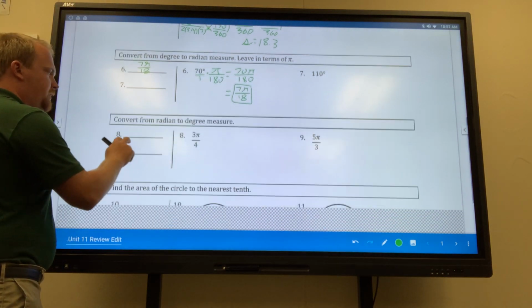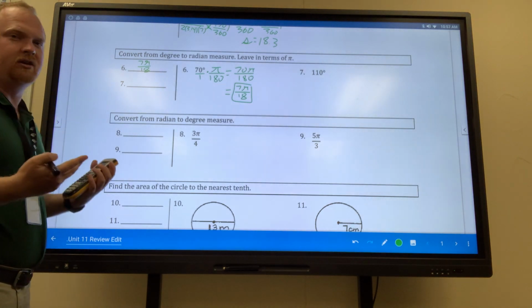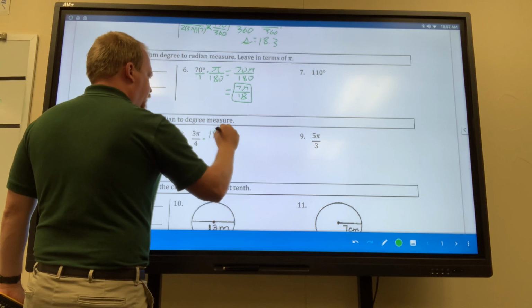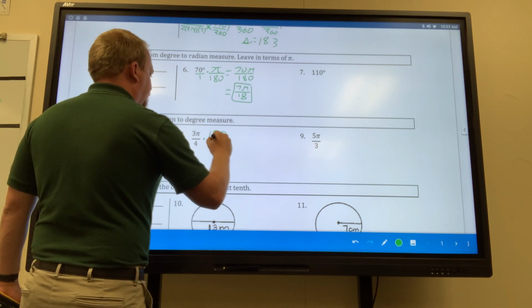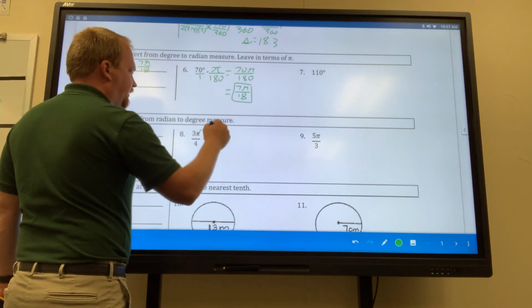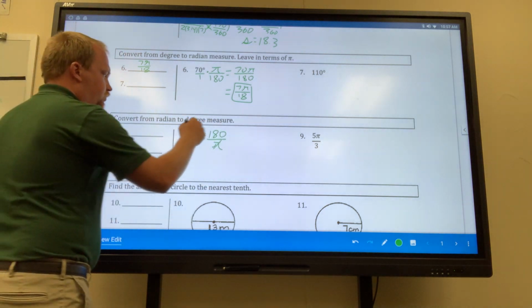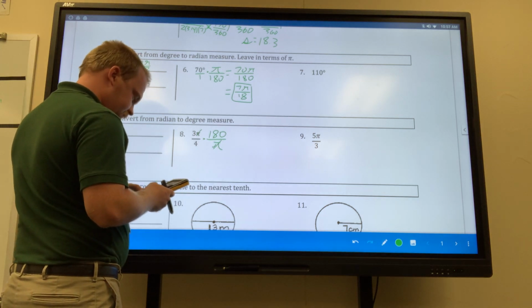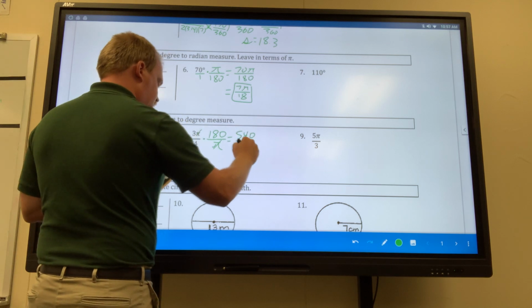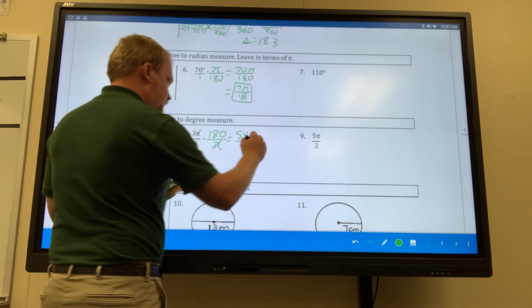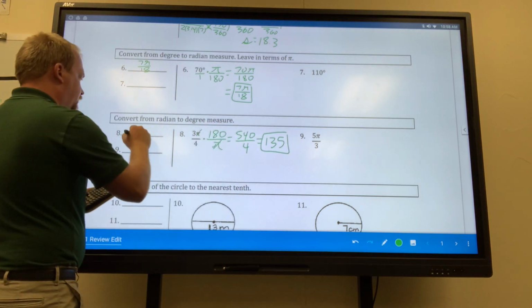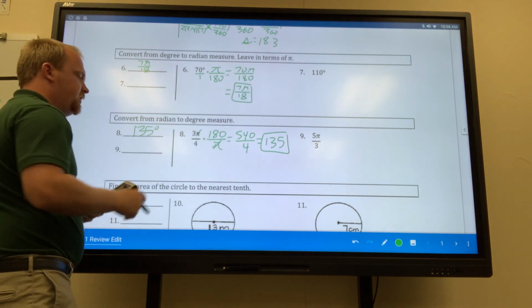Now we want to convert the radians into degrees. So this time I'm multiplying by 180 over pi. And I'm doing that so I can get rid of pi right here. So 3 times 180 is 540. Divide that by 4, we get 135. So number 8 is 135 degrees.